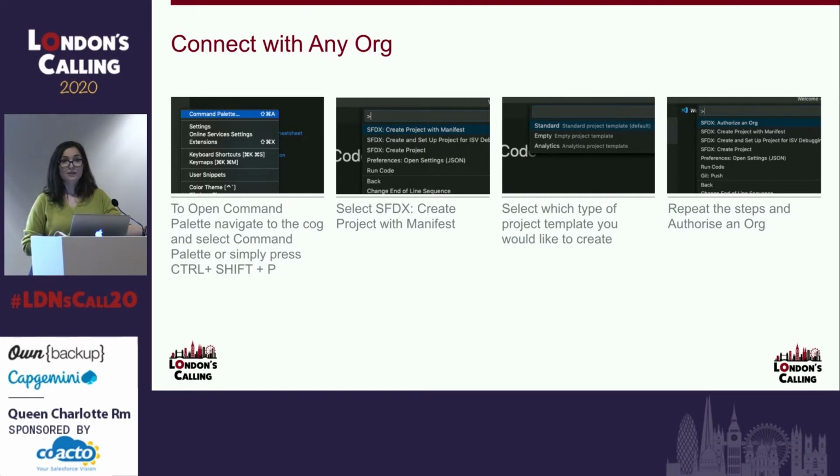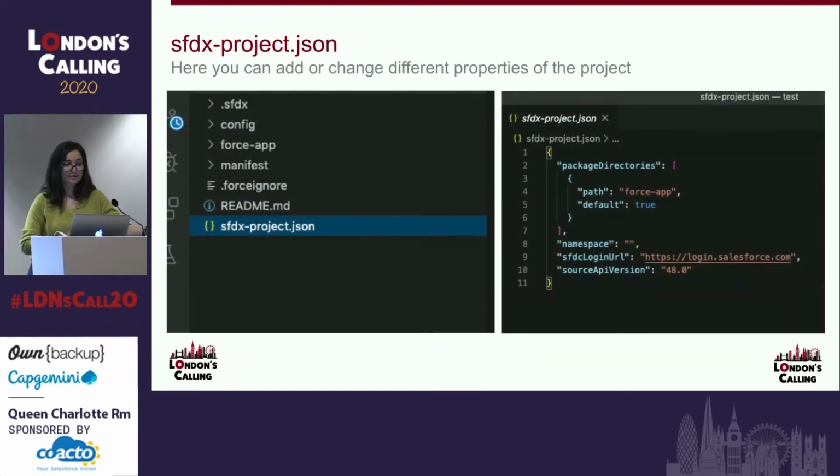The difference between Scratch orgs and just connecting with any org is that Scratch orgs have version control, and it's going to be easier to follow that. But if you just need to fast connect to any org to see what's inside it, then I would suggest just connecting this way.